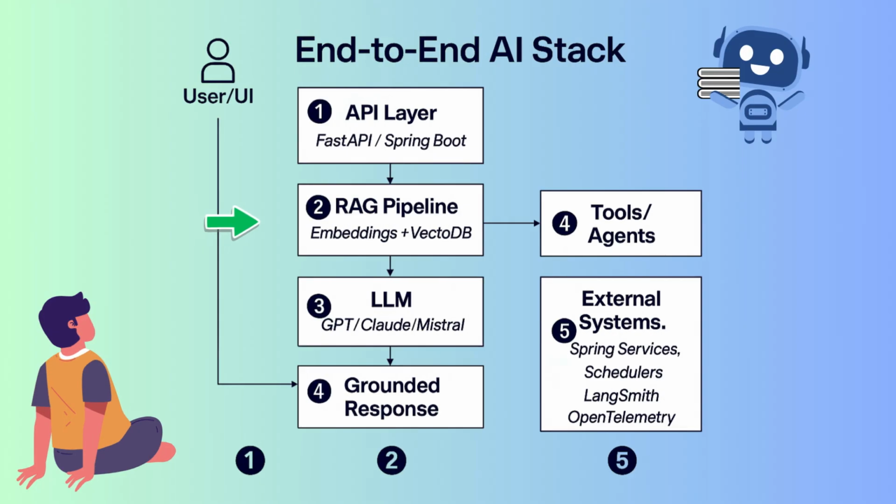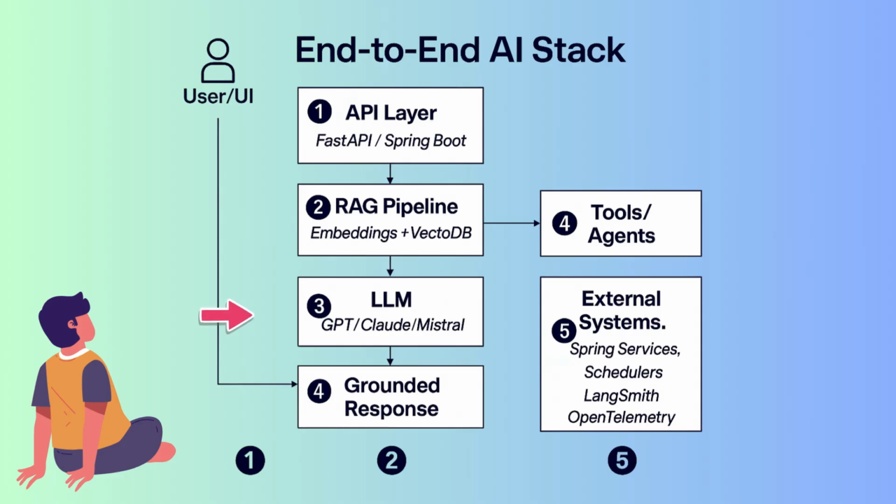Next is the step 2 RAG pipeline. This is where we fetch relevant, real-time or private data. The user's question is converted into embeddings, matched against a vector database, and only the most relevant context is selected. This is how the AI stays accurate and grounded. Now the request reaches step 3, which is the LLM. The model receives the question plus the retrieved context and performs reasoning and language generation. The LLM does not know your data by default. It only knows what the RAG pipeline provides.